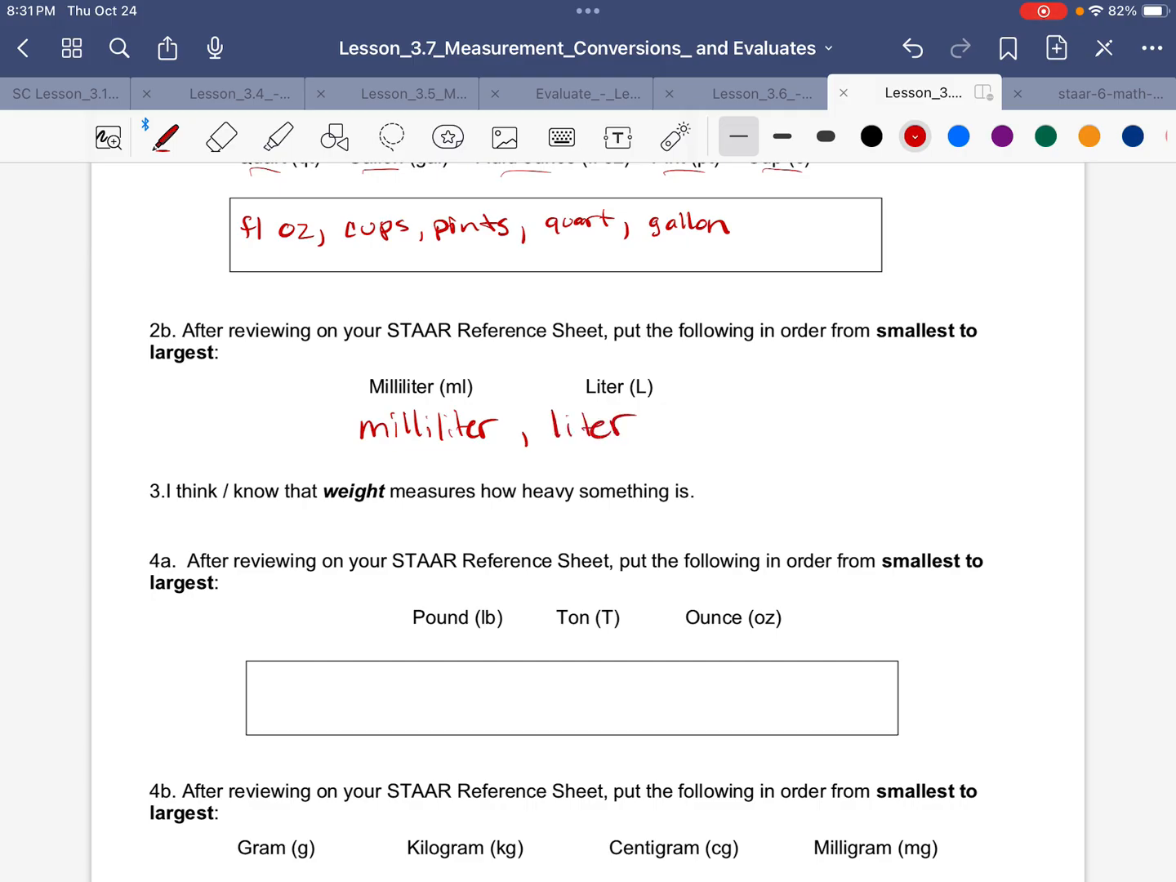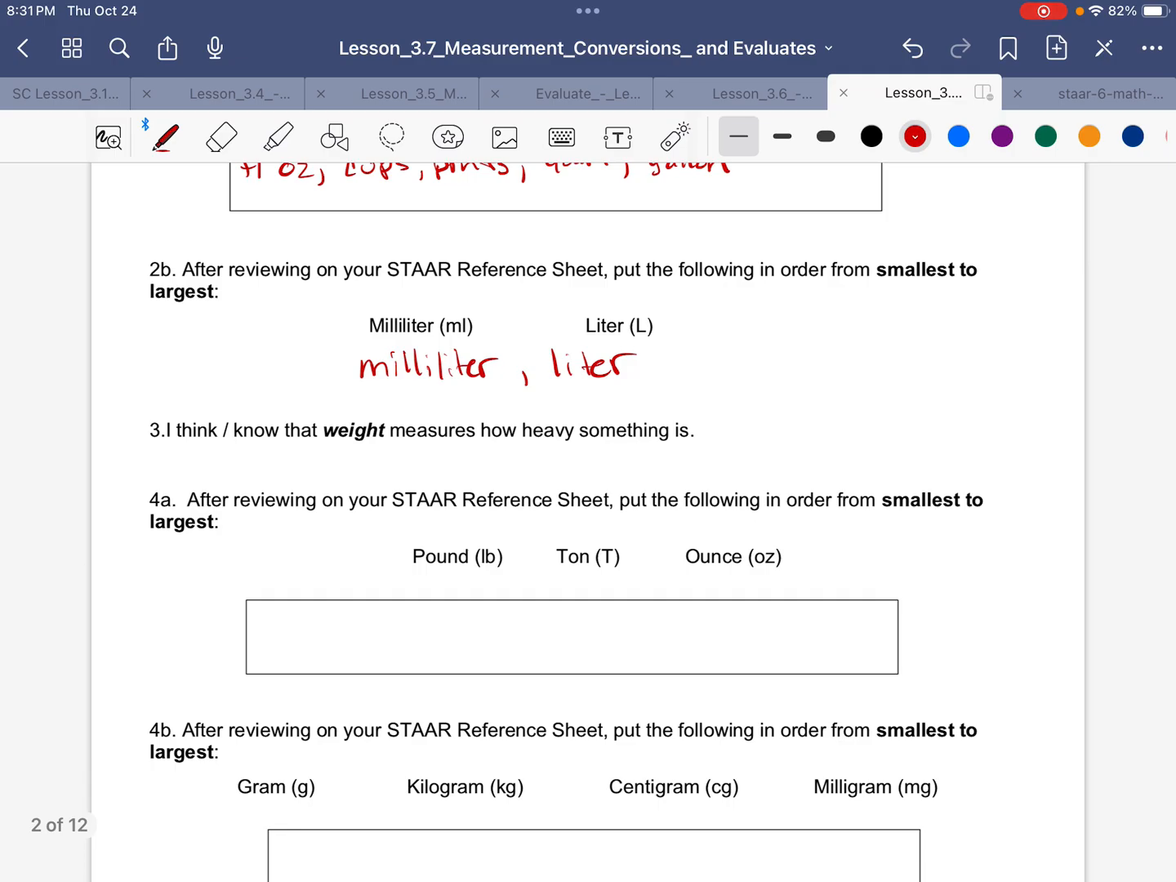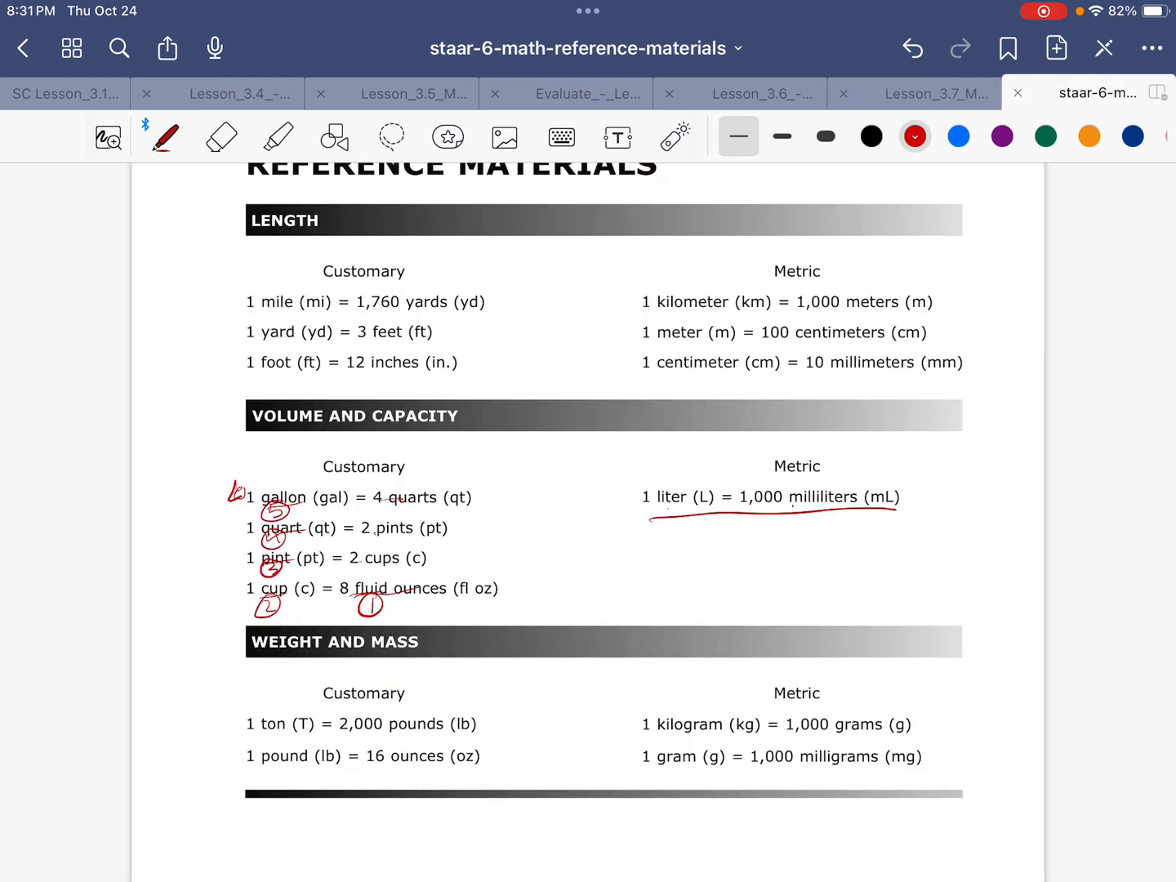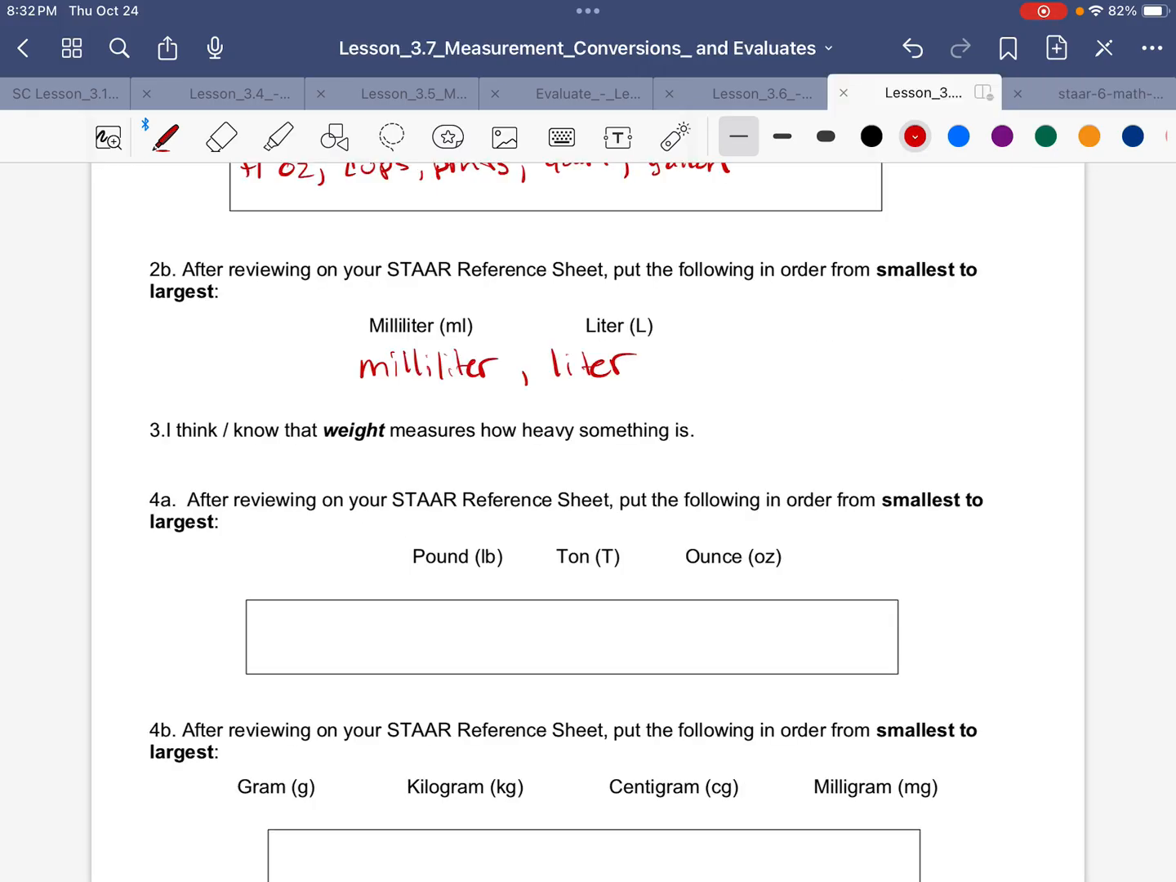And then weight. We're talking weight here. I know that weight measures how heavy something is. So we're talking pounds, tons, ounces. I believe it's ounces, pounds, then tons in that order. So if we're looking for weight, look, we got ounces, then pounds, then tons. Okay. Ounces, then pounds, then tons.